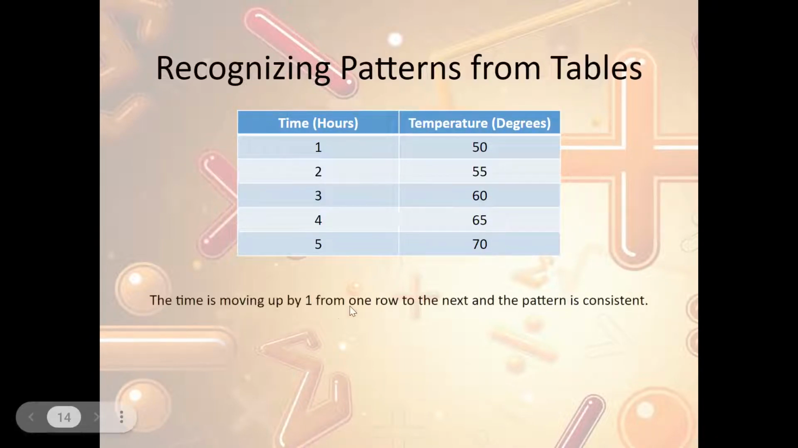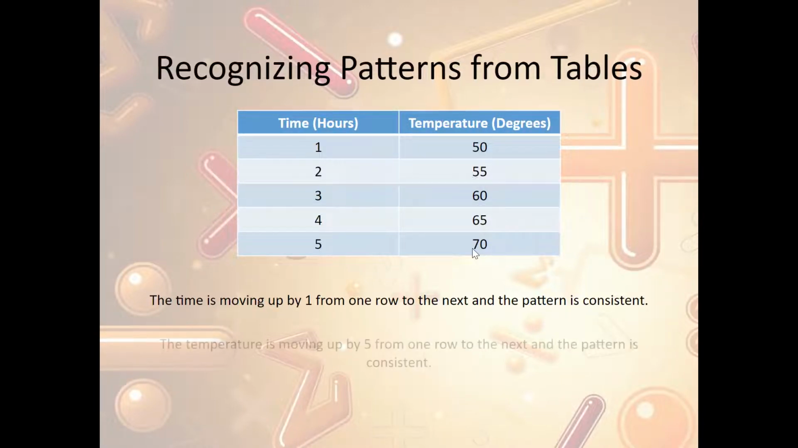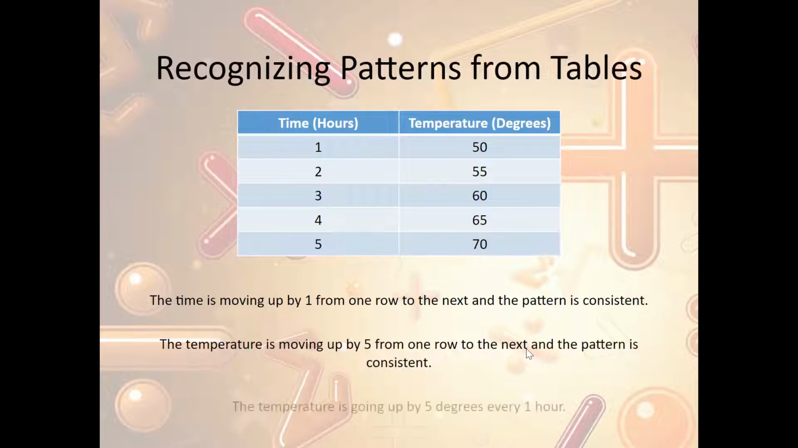So we could say that time is moving up from one row to the next, and the pattern is consistent, right? We didn't have add 1, add 2, and then add 1. We're consistently adding 1. Next, let's look at the temperature. Well, is there any kind of pattern here? Well, from here to here, we're adding 5, and then adding 5, adding 5, and adding 5. So therefore, the temperature is moving up by 5 from one row to the next, and the pattern is also consistent. So the temperature is going up by 5 degrees every 1 hour. That's what we can say based on the pattern we see from the table.